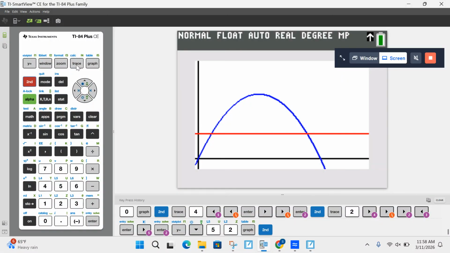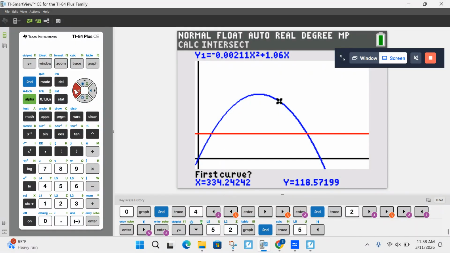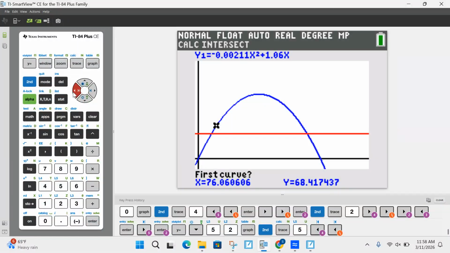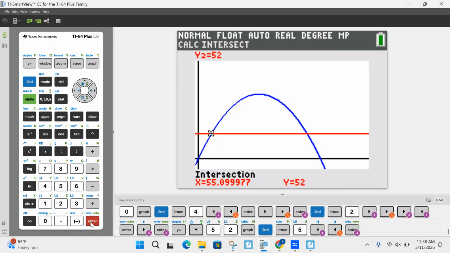So second calc intersect is option 5. You can pick either one to start with. I'm just going to pick the one on the left first. I have to arrow over it to get close to it. You don't have to get exactly on it. I like the intersect button because it's so easy to use, because you just have to press enter 3 times. There's no left right bound thing that you have to mess with. You don't have to click your left and right arrows. It automatically jumps to the second curve. So first curve, second curve, guess, and then it gives you the intersection point, which is 55, 52.